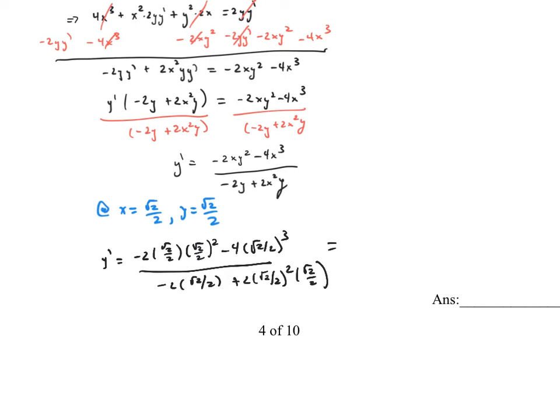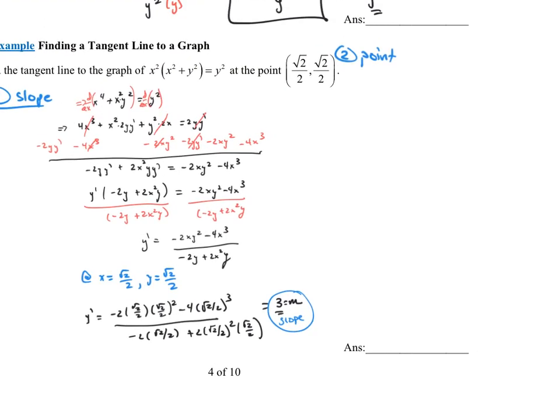When I did this, believe it or not, I know it's a mess, I ended up getting the number 3. So it ends up being a nice slope value. That's our slope that we're going to use, right? So we have our slope, we have our point. So what do we do now? We do step 3, which is y minus y1 equals m times x minus x1. So in this case, we would have y minus the y value, root 2 over 2, equals m, which would be 3, times x minus the x value, which is also root 2 over 2.